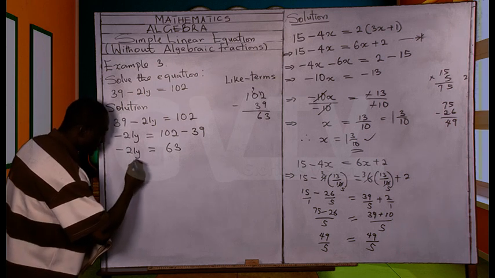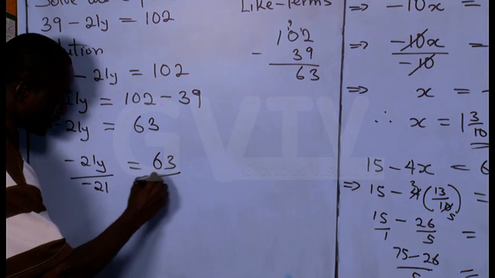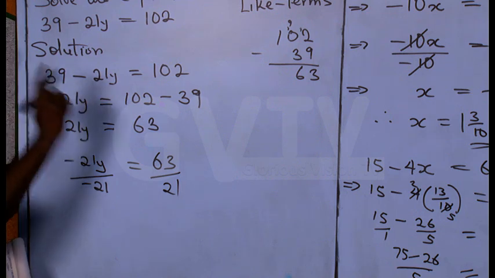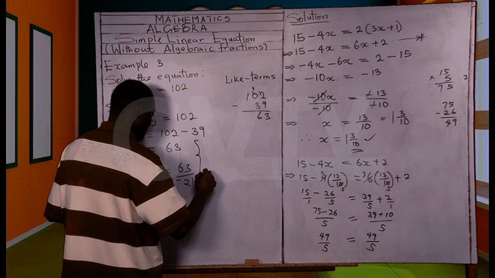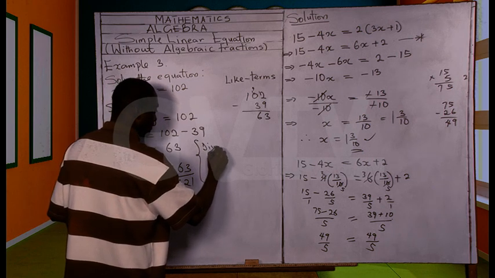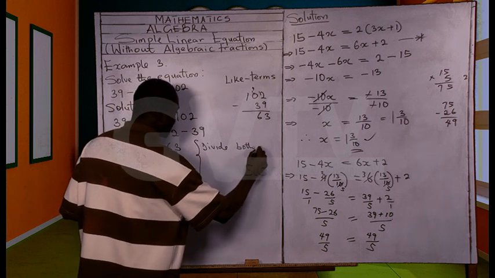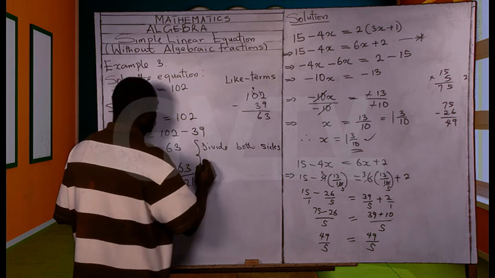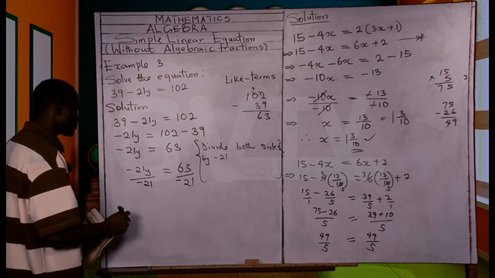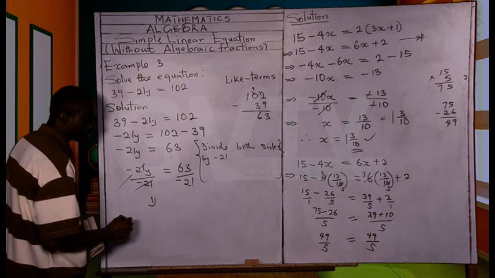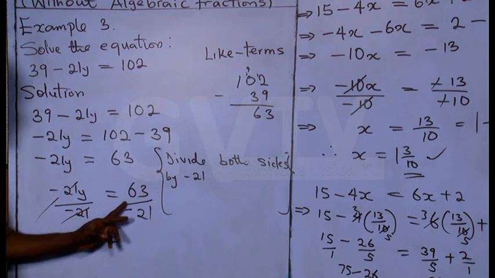Divide both sides by minus 21. Minus 21y over minus 21 equals 63 over minus 21. Don't forget, this is minus 21. We are dividing both sides. Let me write it out. Divide both sides by minus 21. Okay, so we cancel this minus 21, we have y standing alone equal to, so this is positive 63, that is plus 63. The positive sign is hidden.